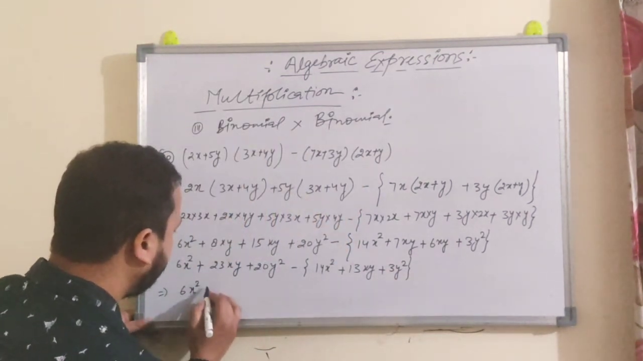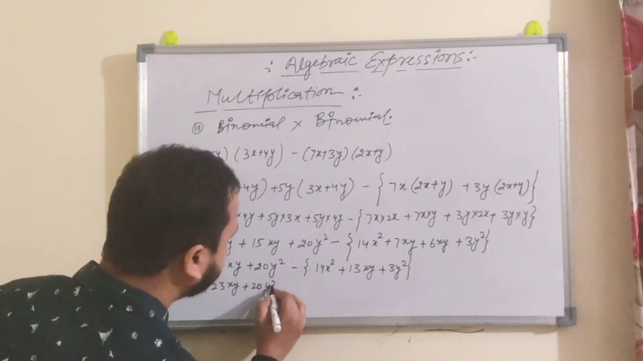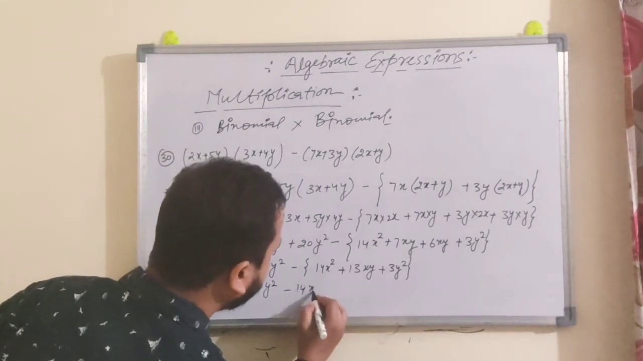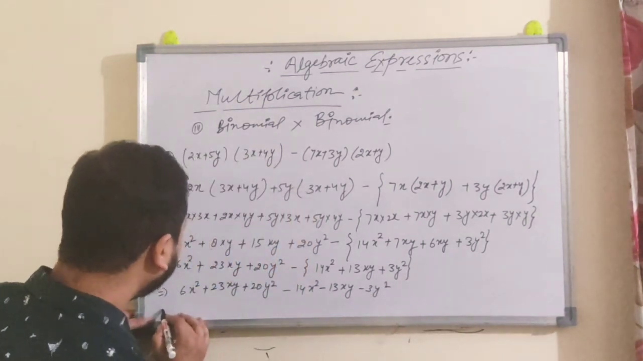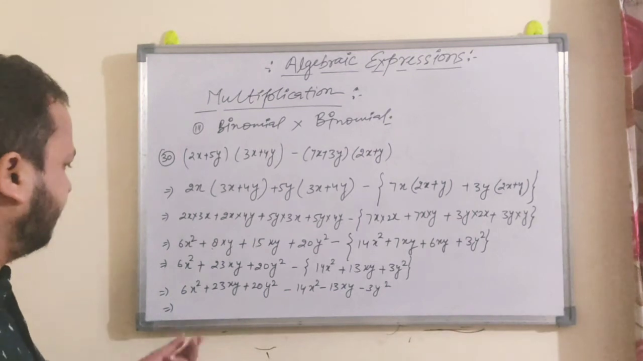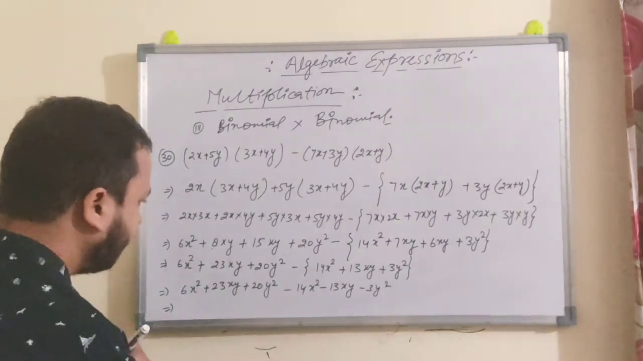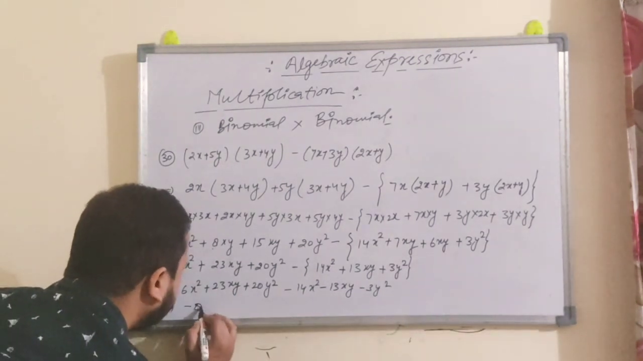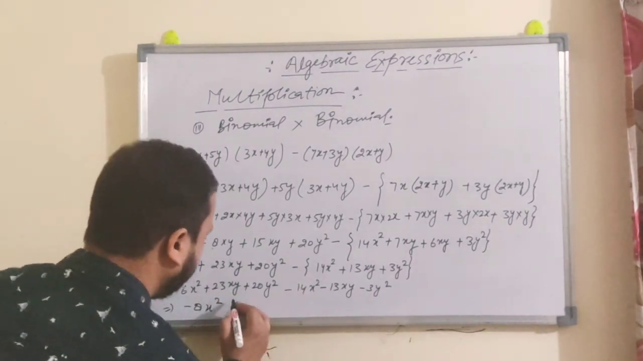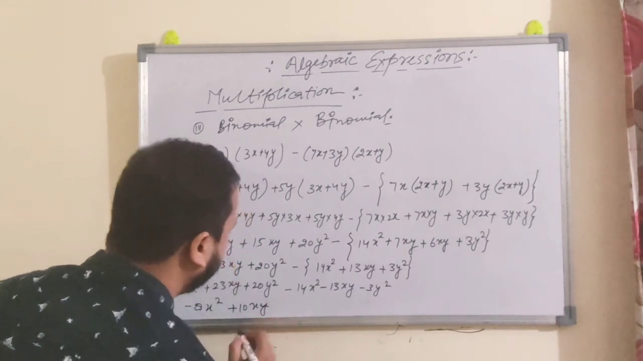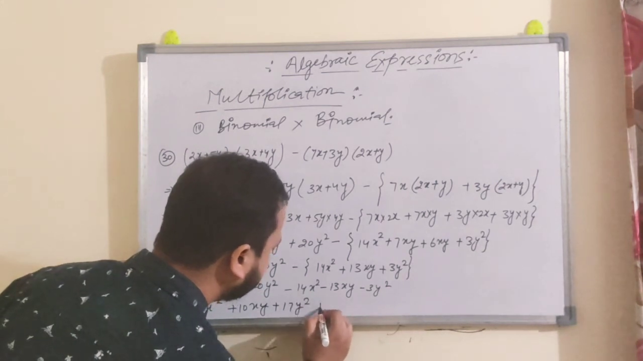Now 6x square plus 23xy plus 20y square minus 14x square minus 13xy minus 3y square. Now here x square, 6x square with positive sign, 14x square with negative sign, so take the difference, minus 8x square. 23xy with positive, 13xy with negative, so plus 10xy. 20y square, 3y square, so 17y square. That is the answer.